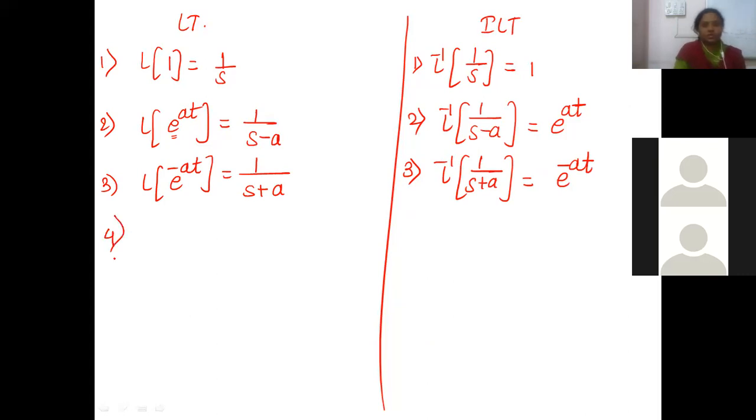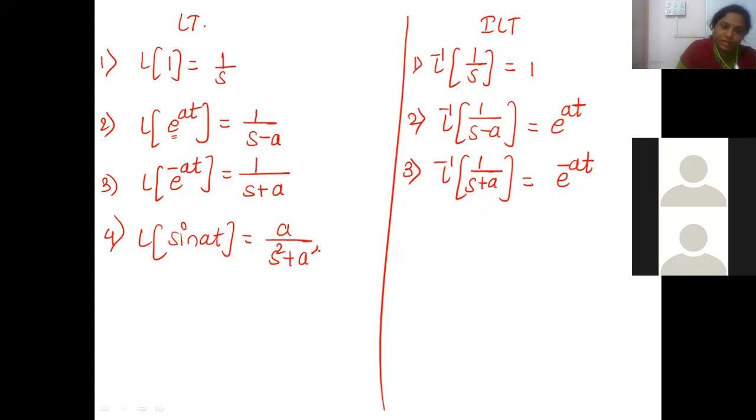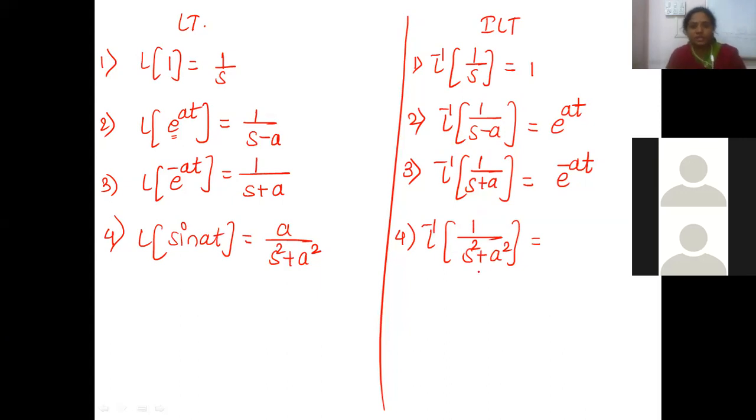Next definition. What was it in Laplace transform? I think it was c raised to at, right? Yes. You can ignore this in inverse Laplace because 1 upon s minus a log c something is never asked in inverse. So we are ignoring that formula. Next, we'll take Laplace of sine at. What was that? a upon s square plus a square. Correct. So here the formula is 1 upon s square plus a square. We cannot take a there as constant. So if it is 1 upon s square plus a square, what will be?